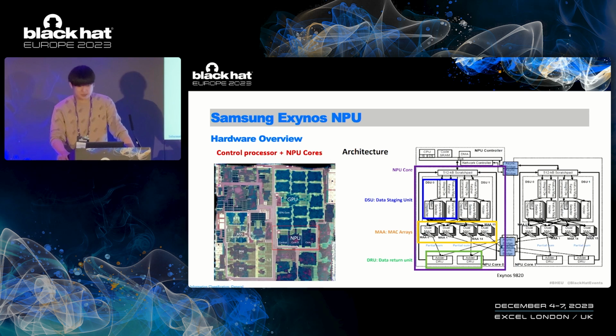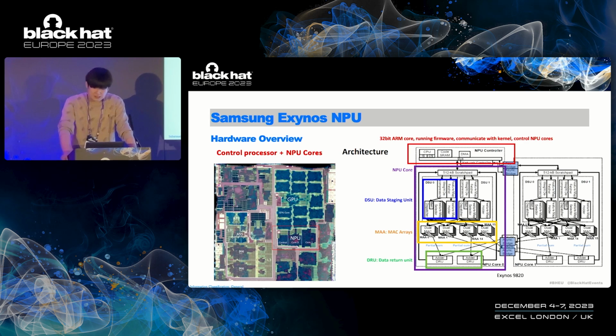Here is an overview of the Exynos 9820. It has one control processor and 2 NPU cores for doing parallel computation. The input feature map will first be divided into multiple parts and delivered to the MAC array layer. The MAC here means multiply accumulate. This dual MAC unit will finish the multiply and add computation. The control processor here is a 32-bit ARM v7 processor running an RTOS by Samsung, which has a complete subsystem design, and we'll talk more about it later.